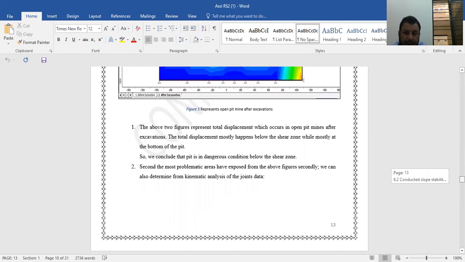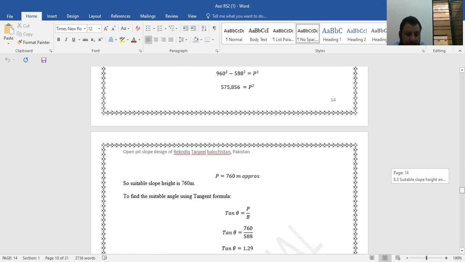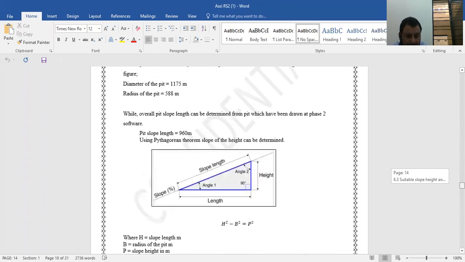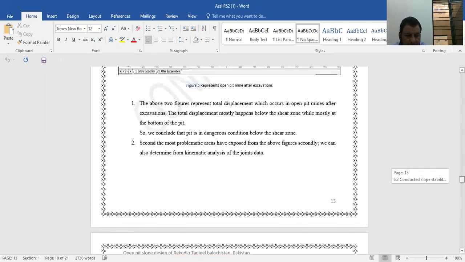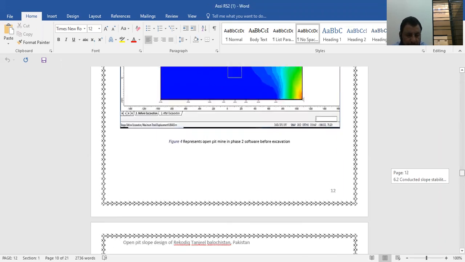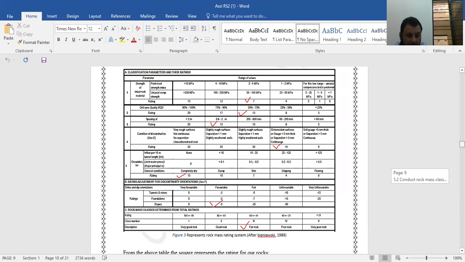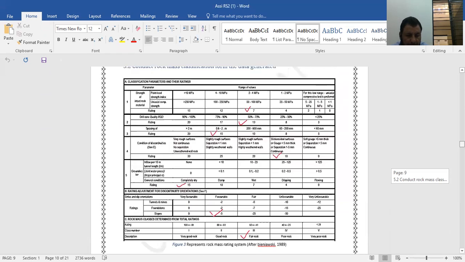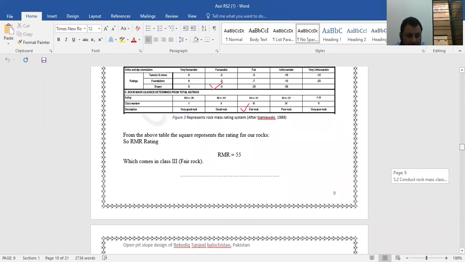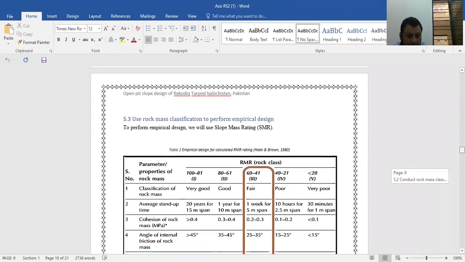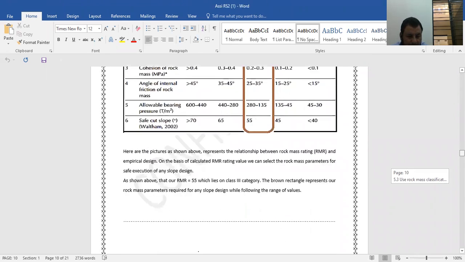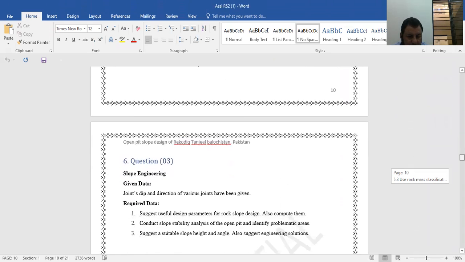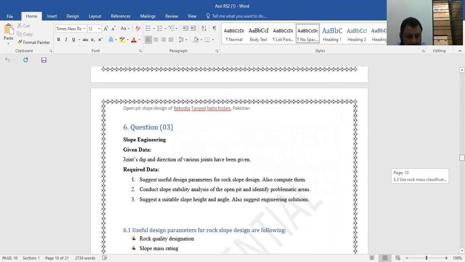Now we will conclude all the data in the conclusions. The data generated by the technical division of the PMEC open pit copper gold mine has been used for rock mass calculation using RocLab software. Rock mass classification was performed and utilized in the slope design, or empirical design, of the slope. DIPS software was used to find the number of joint sets and their orientations. The slope analysis was performed in Phase2 2D software, which also showed the problematic areas having excess stresses causing slope failures.